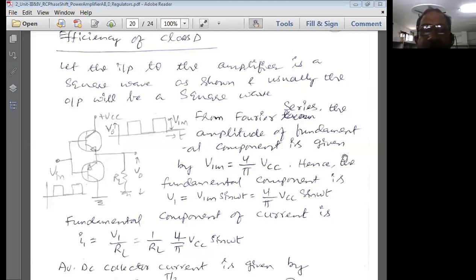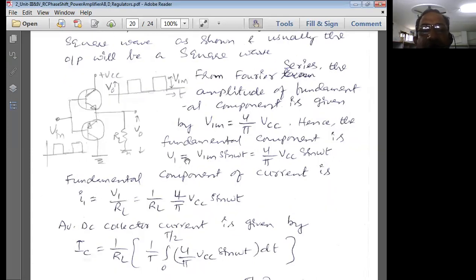Here we try to derive the expression for efficiency of class D type of the power amplifier circuit. From Fourier series expansion, we can say the amplitude of the fundamental component is simply given by V1M equal to 4 by pi VCC, which we have derived in the case of rectifier circuits. Next, the signal can be treated as a sinusoidal signal changing with respect to time. Therefore, I can write V1 is equal to V1M sin omega t, where theta is going to be fixed or a constant.